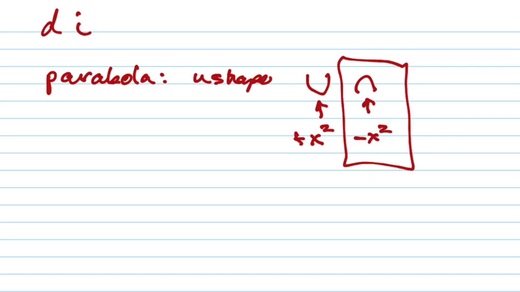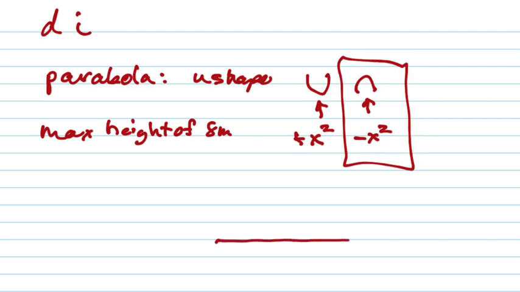It says that it reaches a maximum height, H-E-I-G-H-T, a maximum height of what? 8 meters, right? So that tells us that if we draw the ground, we know that the highest point of our parabola is going to be 8 meters. No rocket science there. So we're talking about a parabola that goes up and then back down like that. Okay?